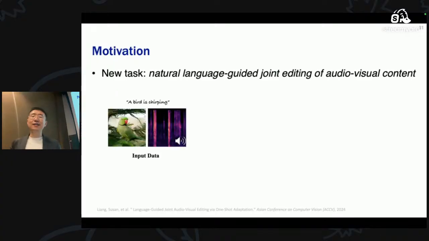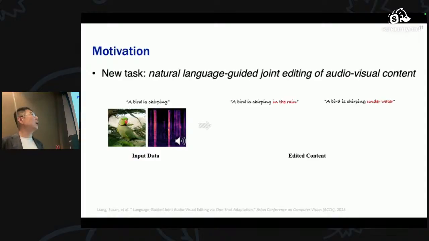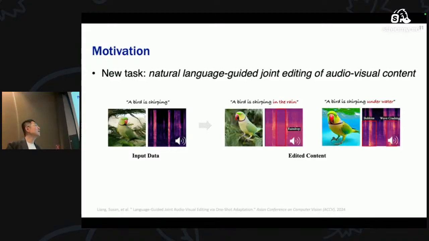So the idea is that now we give an input image here and a corresponding sound, a bird is chirping, and we have those language prompts: a bird is chirping in the rain, a bird is chirping underwater. We want to preserve those acoustic and vision characteristics of this bird, but place that on a different language prompt and generate the content. Okay? So these are the generated content. I guess nobody has ever heard a bird chirping underwater. I bet that.